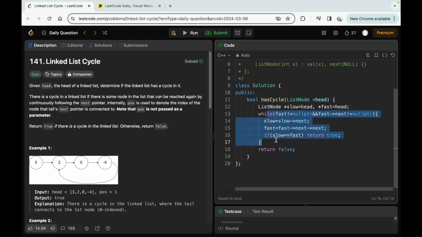Otherwise, if this whole iteration passes and this condition never becomes true, that is slow equals fast, and we know it will never become true because fast is traveling at twice the speed of slow, and if there is an end to a linked list, fast will reach the end first. So that means you have to return false. So that is how you have to solve this question.